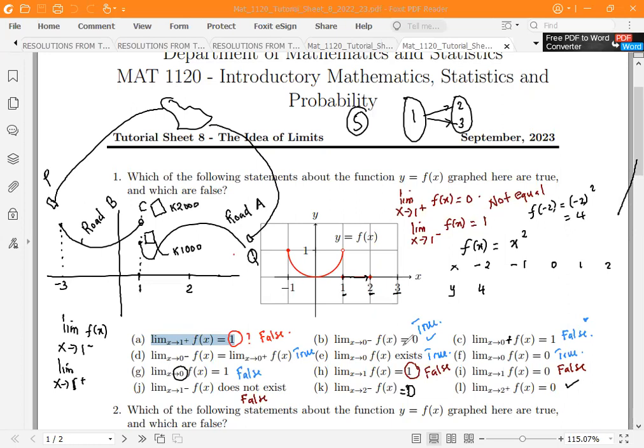Sir, hello. It says as x is approaching 2, so you're starting from the negative, from left, next. We are going to the negative. You're just starting from the left of 2, not the side of the negative.